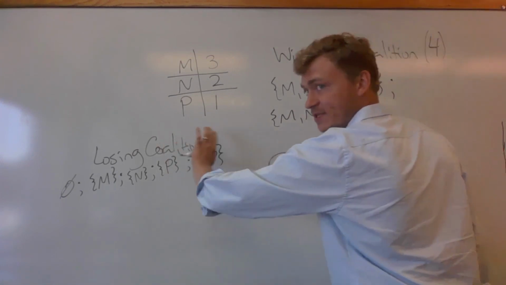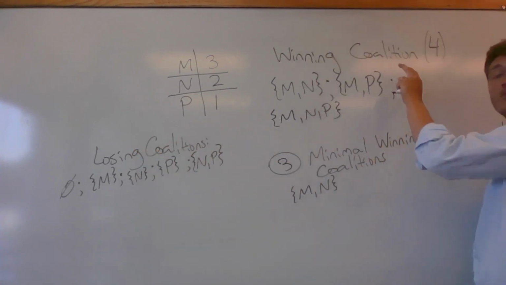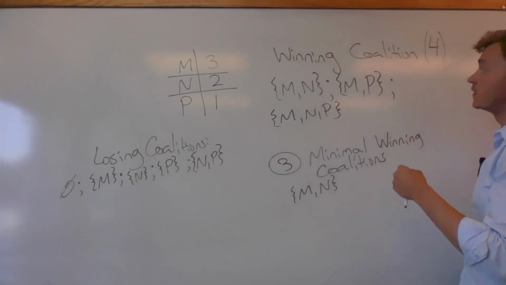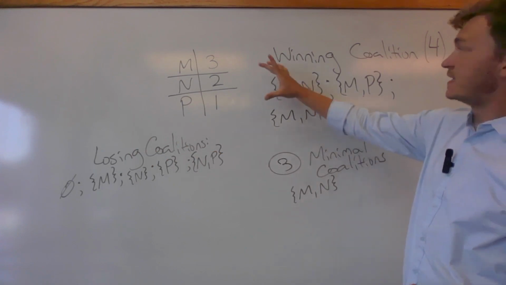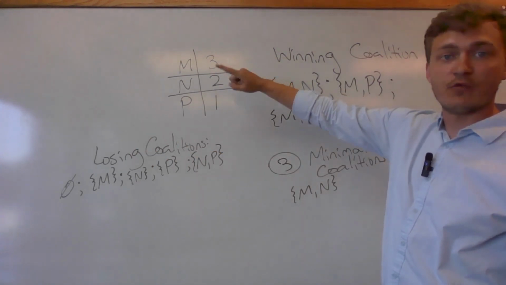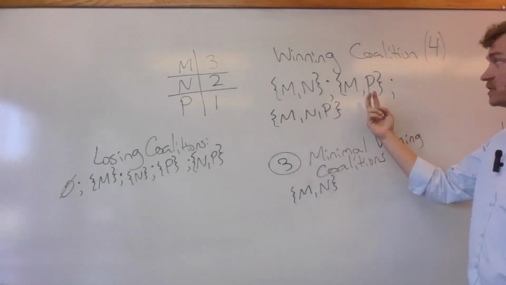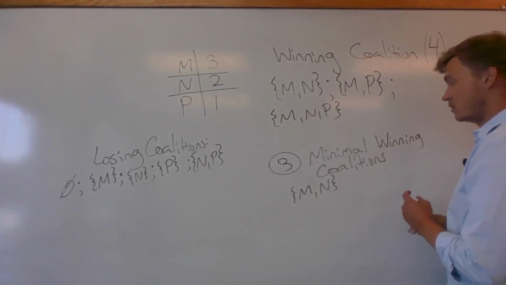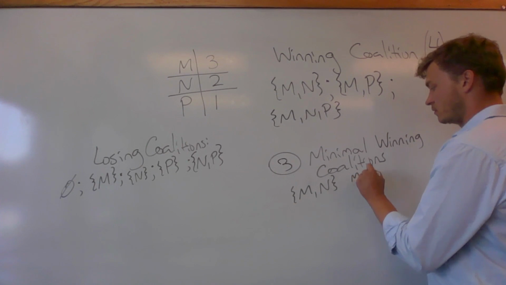You don't have to worry about these. They're already losing. This is the example of going from winning to losing if I take something out. MP, well, again, that sum is 4. If I take out 3, I'm down to 1. Likewise, if I take out 1, I'm down to 3. That's losing. So once again, MP is a minimal winning coalition.